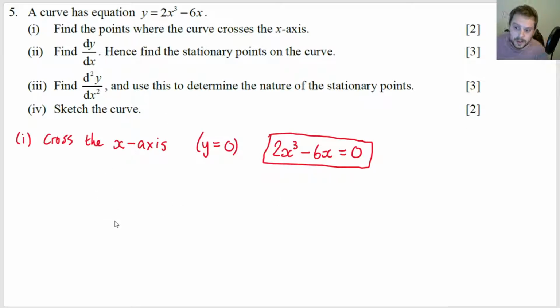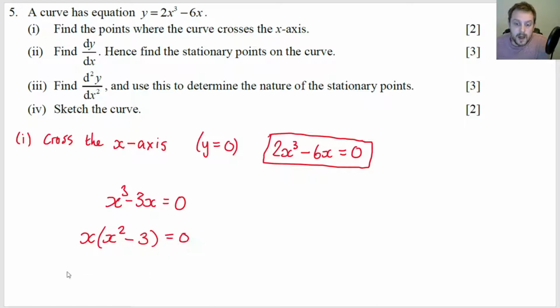So let's have a look. What do we have? Well, we can divide this through by 2 both sides. If I divide the left hand side by 2, I'll get x cubed minus 3x, and if I divide 0 by 2, I get 0. And then I want to go ahead and factorize this. So this is x lots of something. So this is x squared minus 3. And this part here actually can be factorized, just not very nicely. So this part is actually (x minus root 3)(x plus root 3).